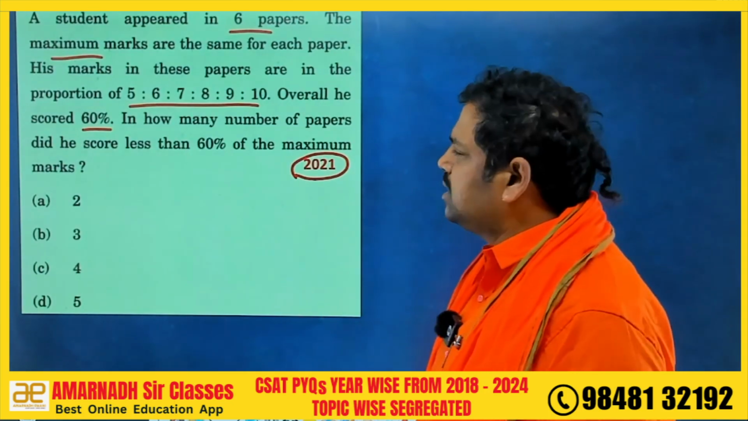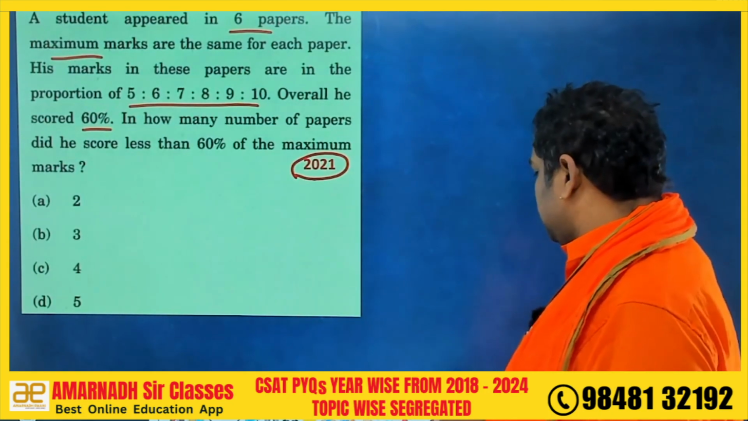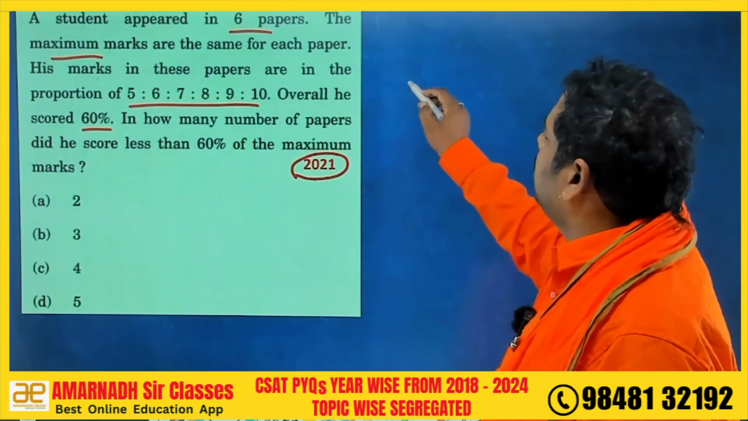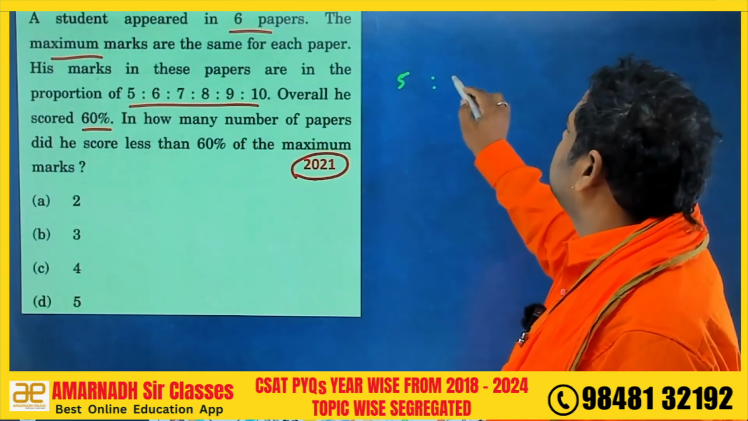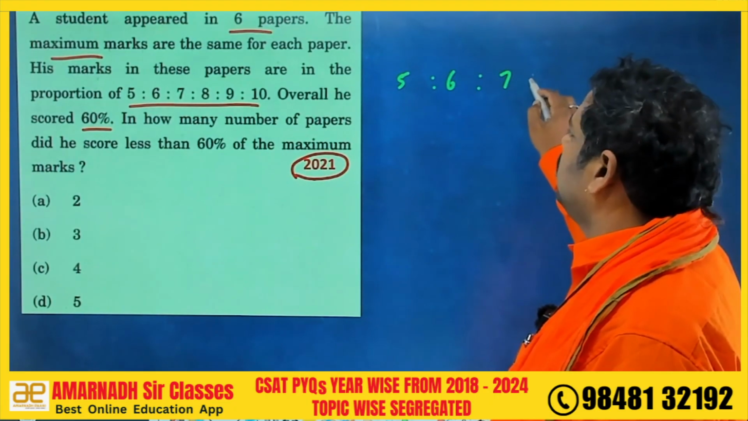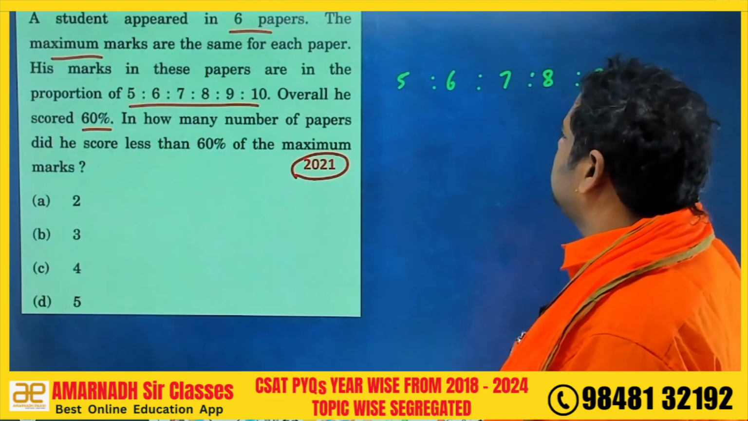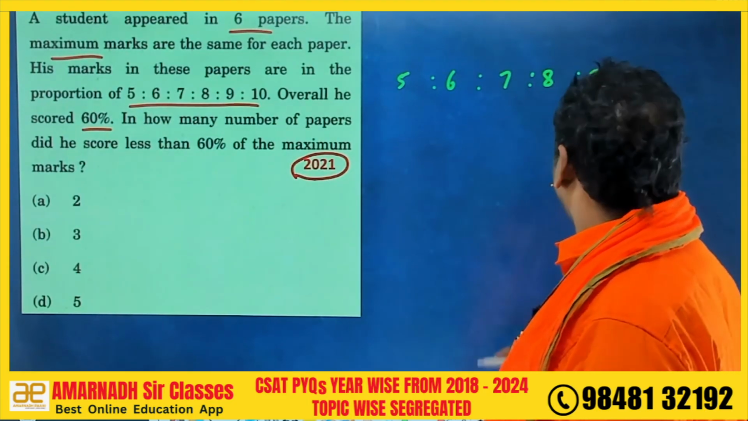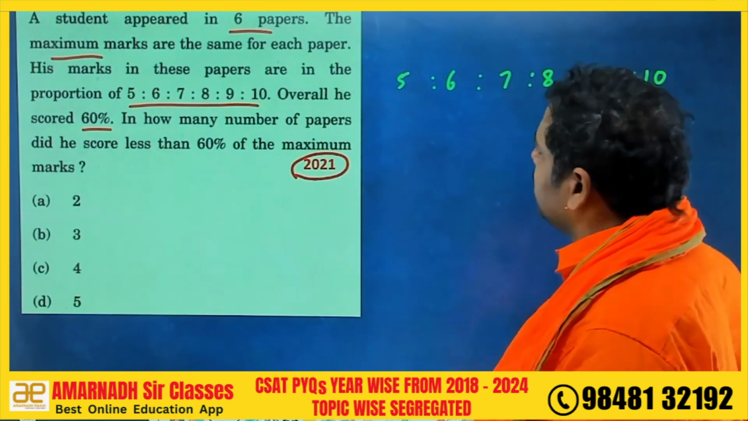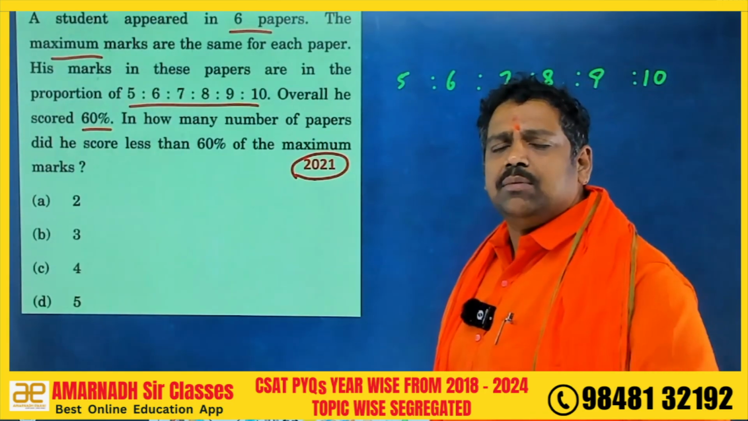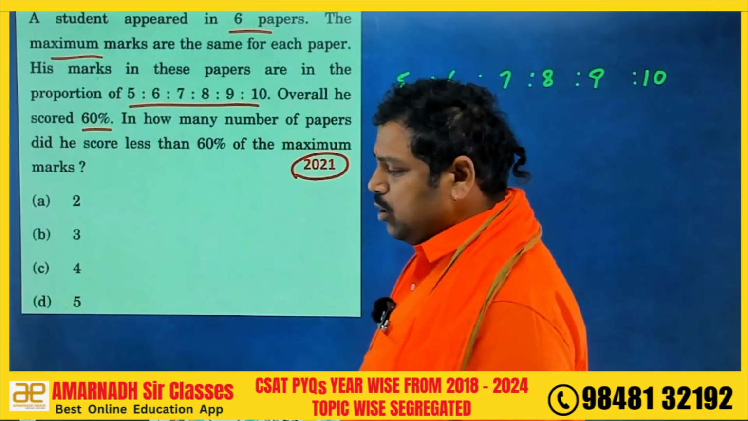Very simple. What I can say is, he has appeared for some exams, right? The marks are 5:6:7:8:9:10. These are the marks obtained by him. And let us imagine the total marks in each subject is 100. You will get a doubt. Sir, why are you taking 100?